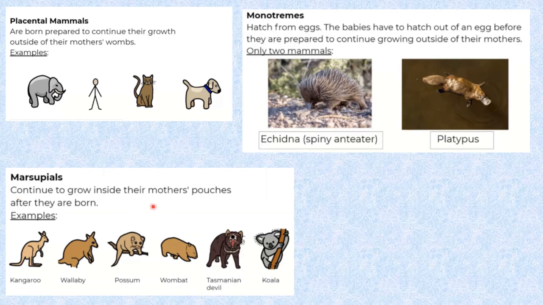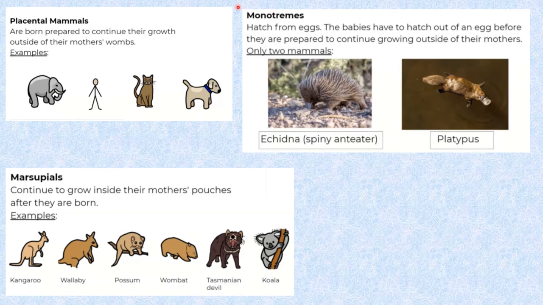Marsupials down here, they're the ones that we sort of think of coming from Australasia and Oceania and that area. They continue to grow, but inside their mother's pouches after they're born, and they will emerge quite often fully grown from their mother's pouch. So examples of these are kangaroos, wallabies, possums, wombats, Tasmanian devils, and koalas.